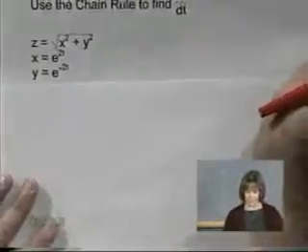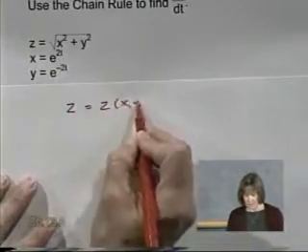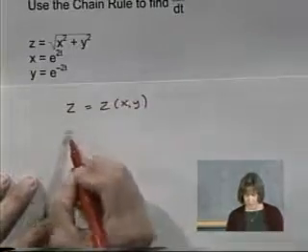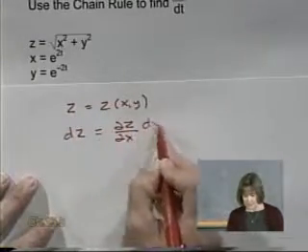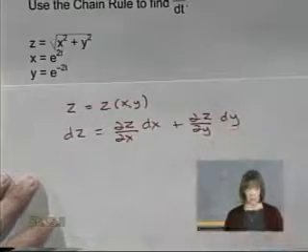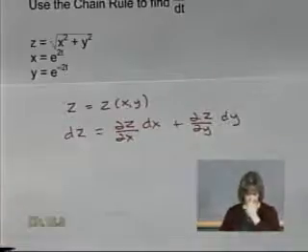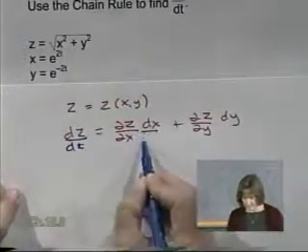But again, I look at this and I say, okay, no problem. z is a function of x and y. So dz is equal to the partial of z with respect to x dx plus the partial of z with respect to y dy. And since they want dz/dt, I'm going to divide through by dt.